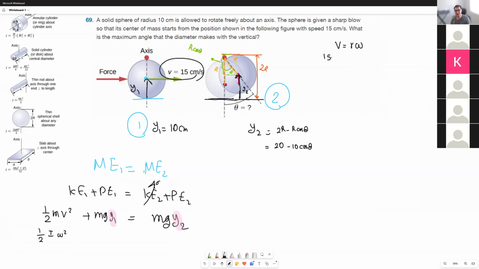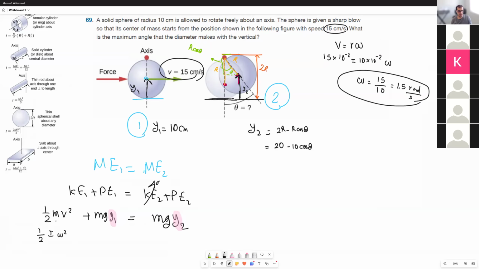V is 15 centimeters. Because it's centimeters, I'm going to make it 10 to the power negative 2. Don't forget about that. It's going to be equal to R. What's the radius? 10 to the power negative 2. In here, it doesn't make any difference. Omega. Then omega is going to be equal to 15 divided by 10, which is going to give you 1.5 radians per second. And that's going to be omega.